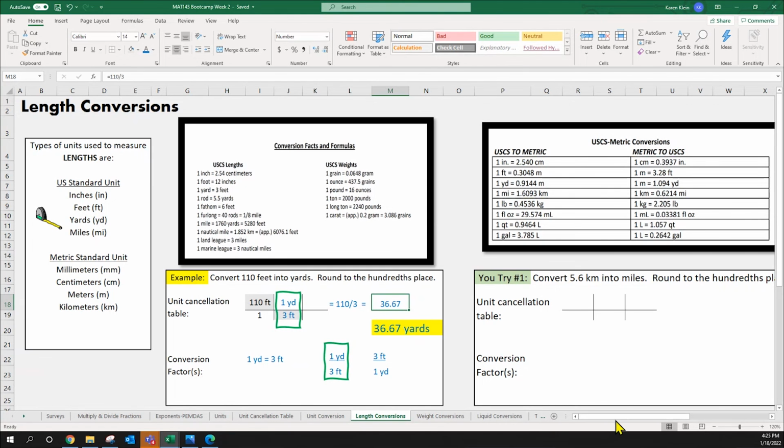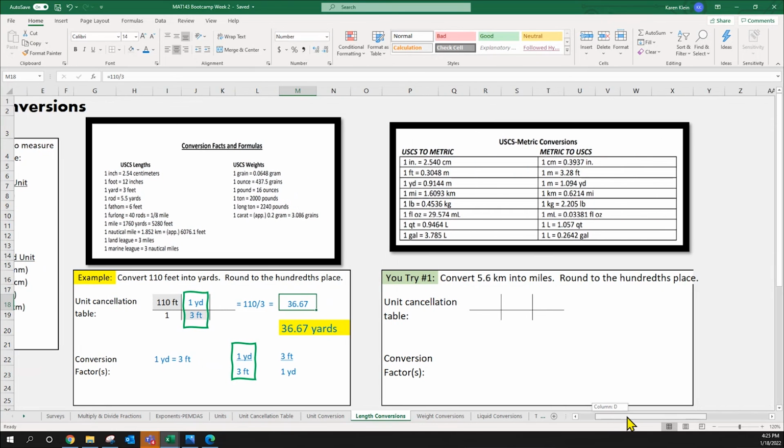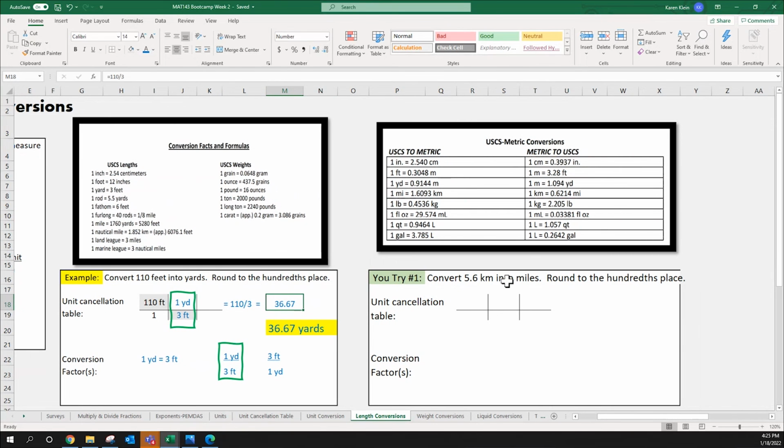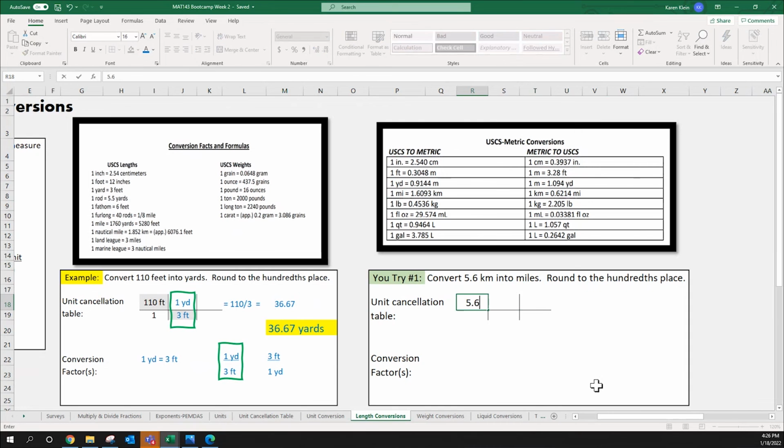All right, so it's your turn. Let's convert 5.6 kilometers into miles. And I want you to round to the hundredths place. So let's start with the given amount. So we have 5.6 kilometers. And let's find our conversion factors. So once you find your conversion factor, type that in the chat.